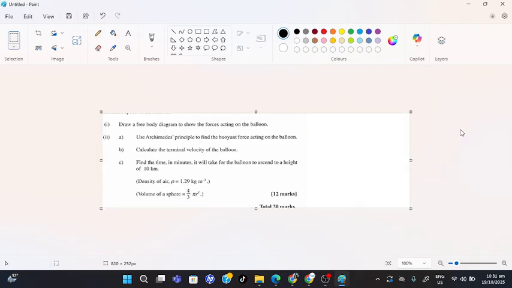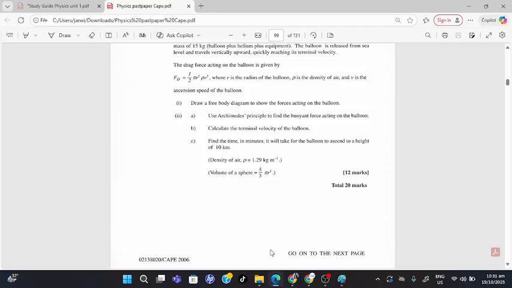Use Archimedes' principle to calculate the buoyant force. How would you calculate that? The buoyant force is equal to the upthrust. Remember that equation I asked you to take down? You have it. Ready?